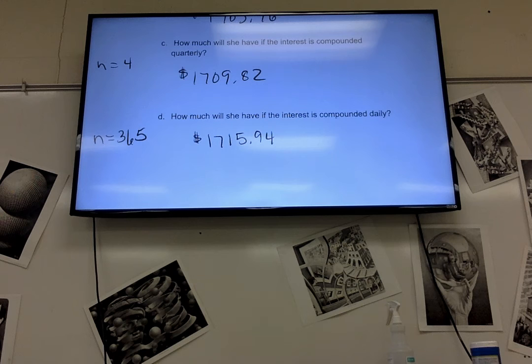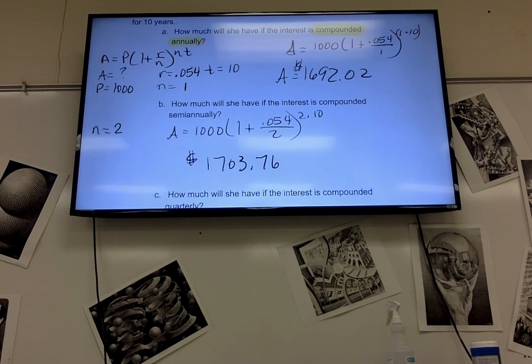Okay, so I only wrote that much because it's exactly the same as we had up here. Only the difference is we're changing those two numbers to whatever n is each time.